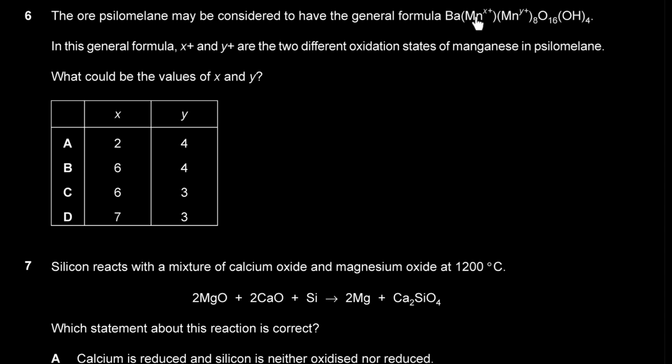In this compound, we have manganese in two different oxidation states, right? We know that the overall oxidation number of the compound is 0. It's a neutral compound. Now barium is plus 2. We have 1 manganese with an oxidation state of plus x. We have 8 manganese with an oxidation state of y, so we have 8 times y. Then we have 16 oxygens, right? Oxygen will be negative 2.